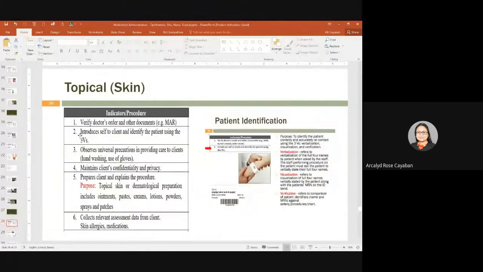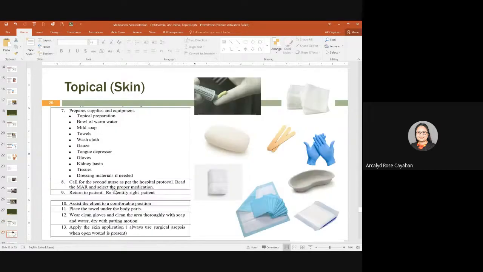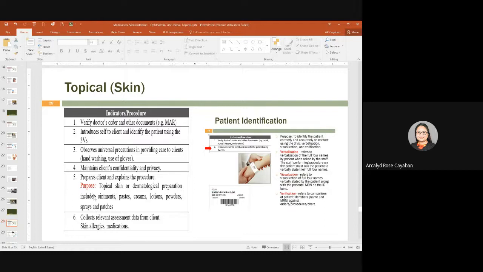Last but not the least topic will be our topical administration. Of course, again, we have to follow the top 4 major procedures. How to explain the topical administration to the patient. The purpose is what? The topical or skin or dermatological preparation includes how? It includes possible ointment, creams, paste, lotions, powders, and sprays and patches to be administered to the skin. What are the things that we need to ask from the client? We have to ask the client for any history of skin allergies or medications or allergy towards any kind of medication or even food we can ask.